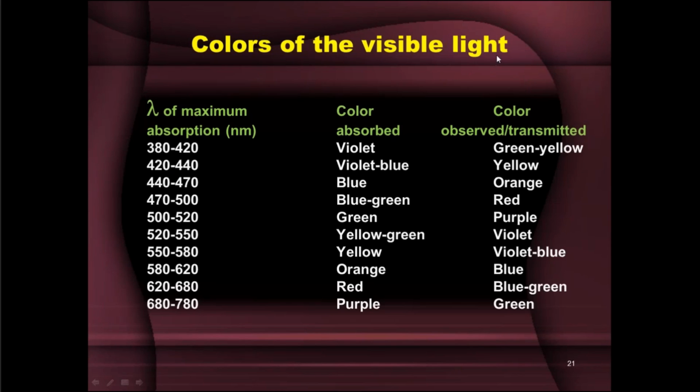Now, when we are talking about visible light, there are a number of colors in visible light. You all know white light is made up of a number of colors. So, the wavelength of maximum absorption. Now, there are two types of colors. When you are talking about absorption, what color do you see? Say you have a yellow colored solution, then it means that the color that is transmitted is the color that you observe.